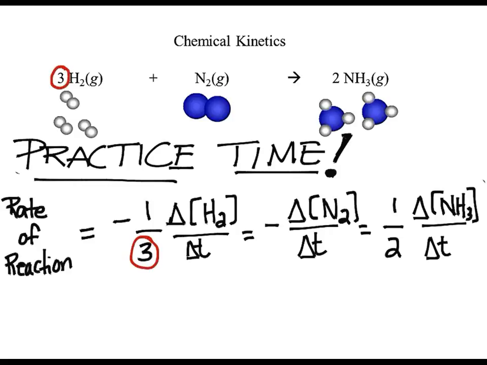So those 3's go together, right? There's a 1 in front of the N2, which is why there's not a fraction there. And then the 2 in front of ammonia becomes a 1/2. And that last one is positive because it's a product, and the first two are negative because they are reactants.